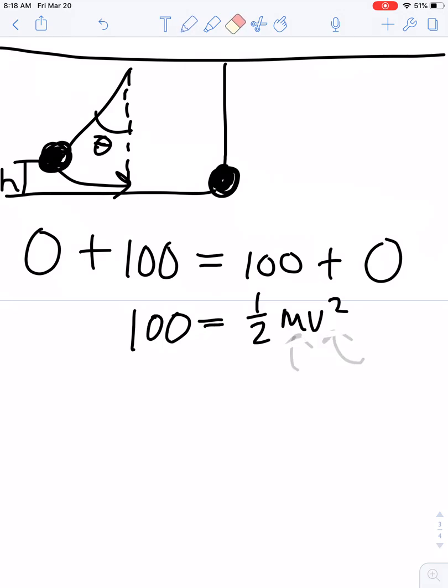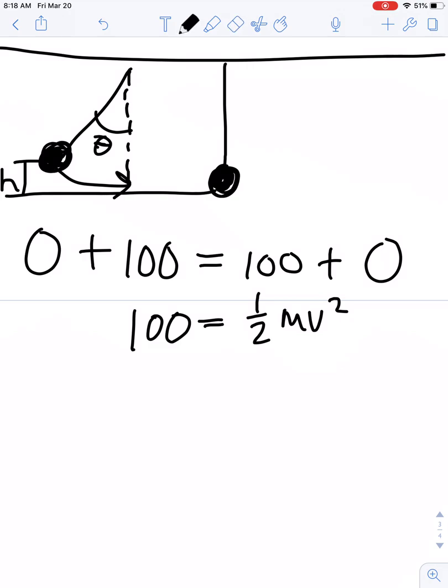So that's the general approach we'll take: look at what's happening with the system, write an understanding of the energy, and answer a question by solving for the velocity or the height or something like that.